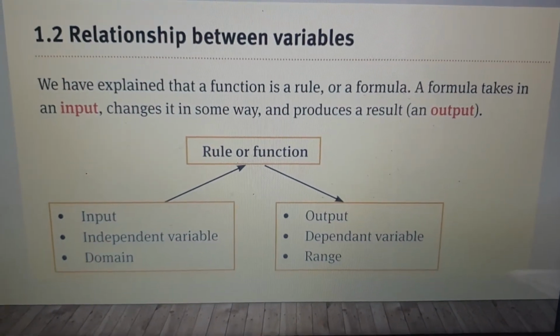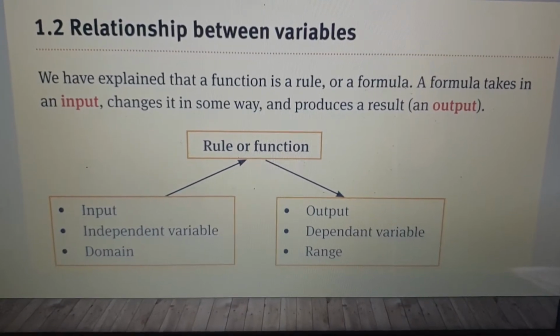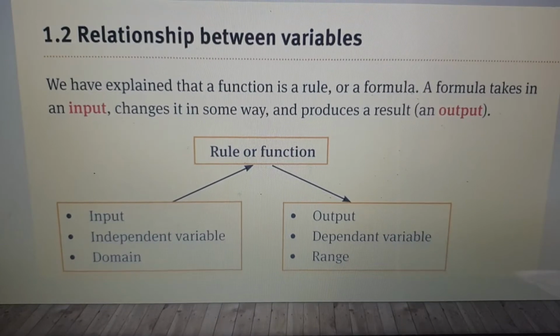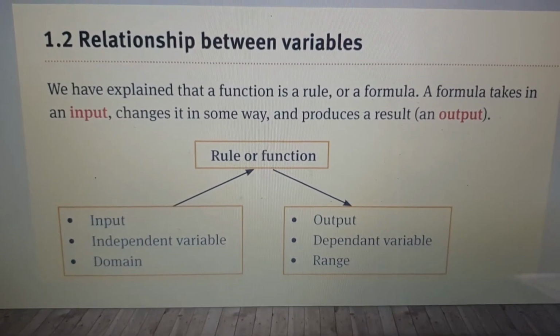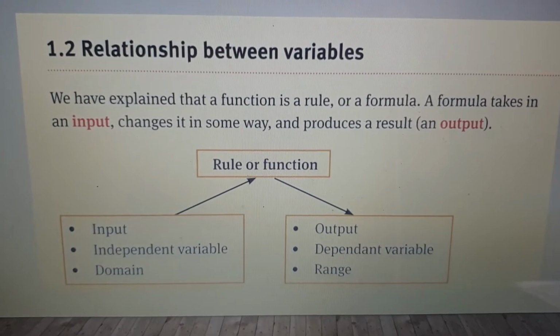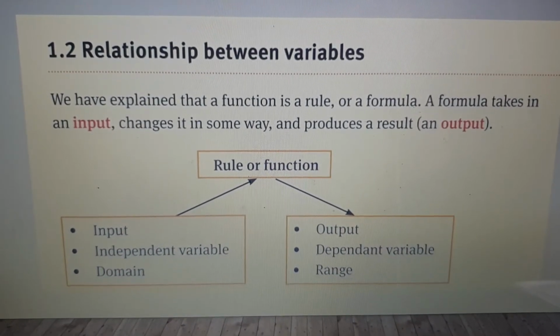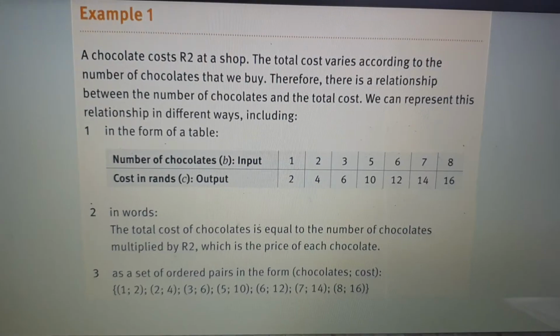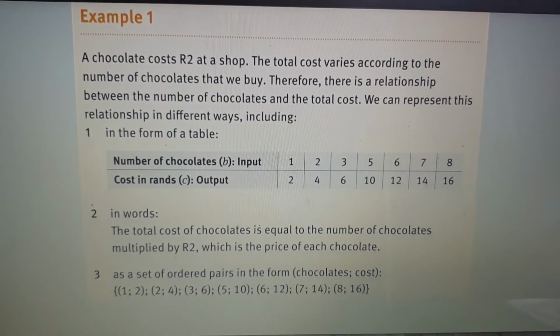So just to take it all together, we have a rule or a function, or as we know it, a formula, and then we have an input or an independent variable, but this is also known as the domain. Then when we work it into the function, we get an output, our dependent variable, or the range. Now let's put this theory into practice.